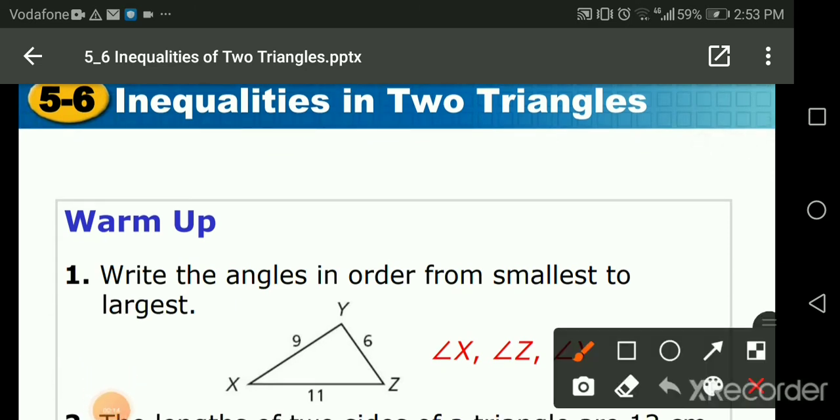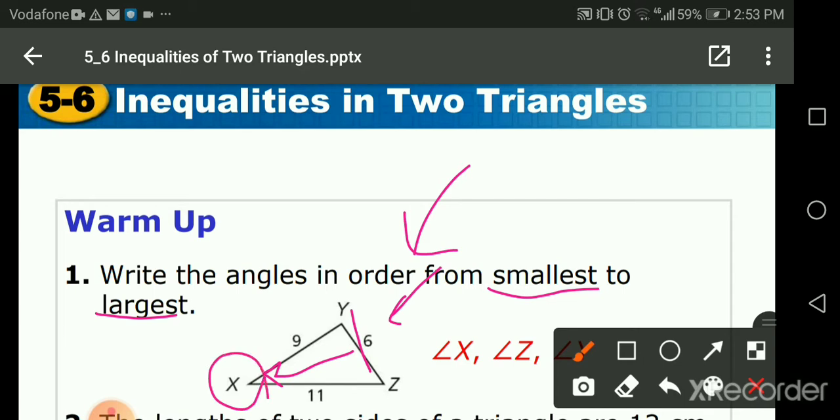If it asks me to write the angles from the smallest to the largest, and I have this triangle with three different lengths. This length is 6, and it is opposite to angle X. So X will be the smallest angle, right?